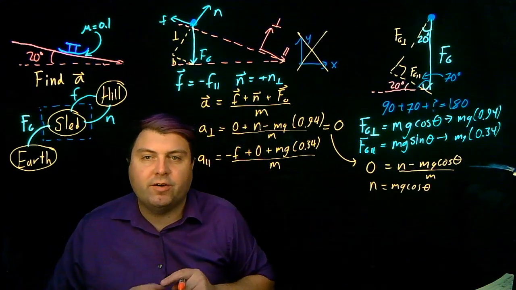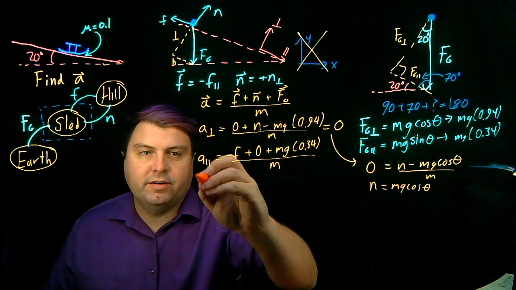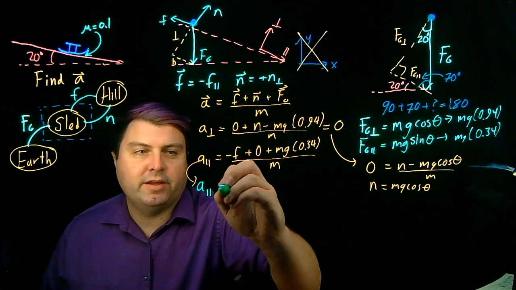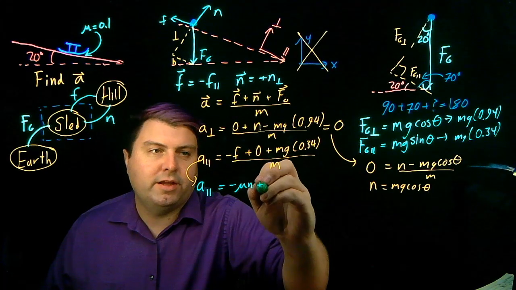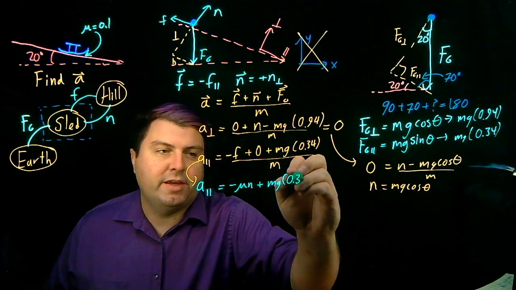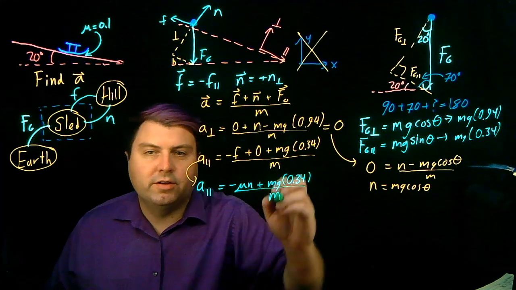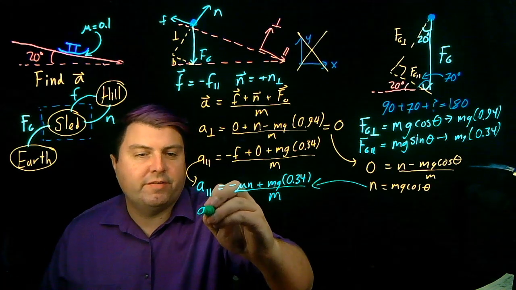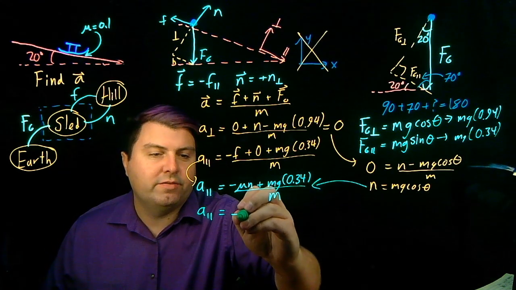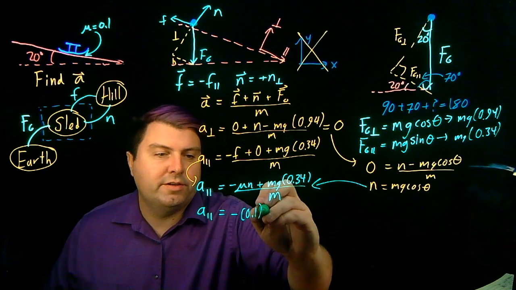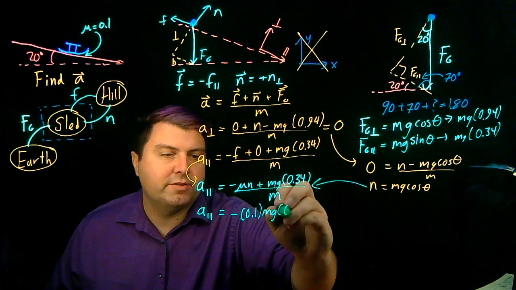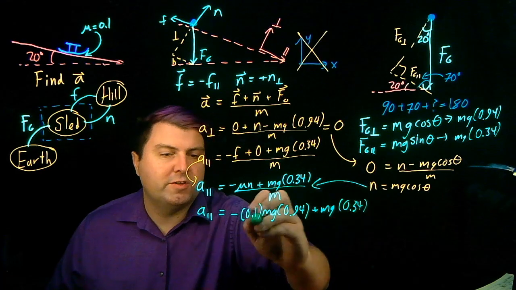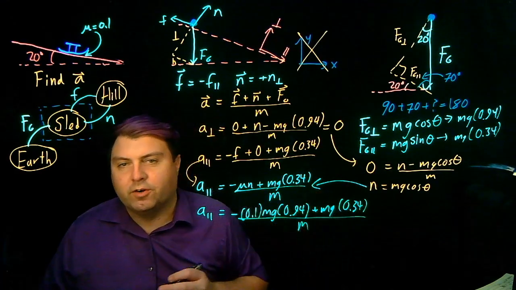And this friction we know is equal to mu times N. So looking down here, we use a different color. We have that our acceleration parallel is going to be negative mu N plus mg times sine theta, or 0.34 in this case, over our mass. Now we can plug our N in, so our acceleration parallel is negative 0.1 times mg cosine theta, 0.94, plus mg times 0.34 over our mass.